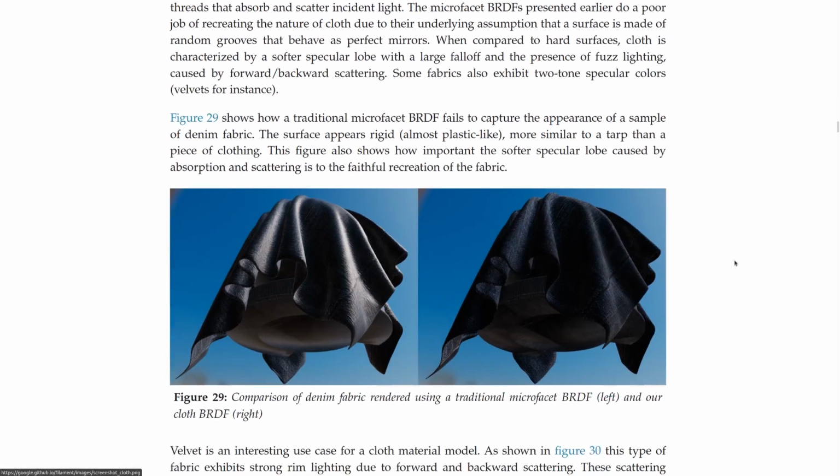Figure 29 shows how traditional microfacet BRDF fails to capture the appearance of a sample of denim fabric. The surface appears rigid, almost plastic-like, and more similar to a tarp than a piece of clothing. This figure also shows how important the softer specular lobe caused by absorption and scattering is to the faithful recreation of fabric.